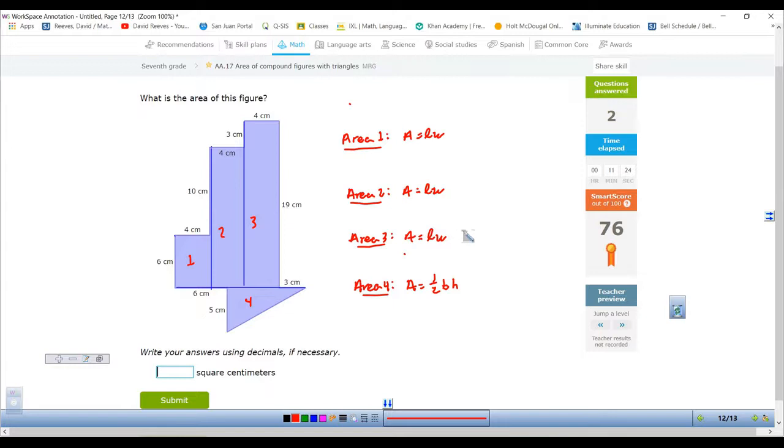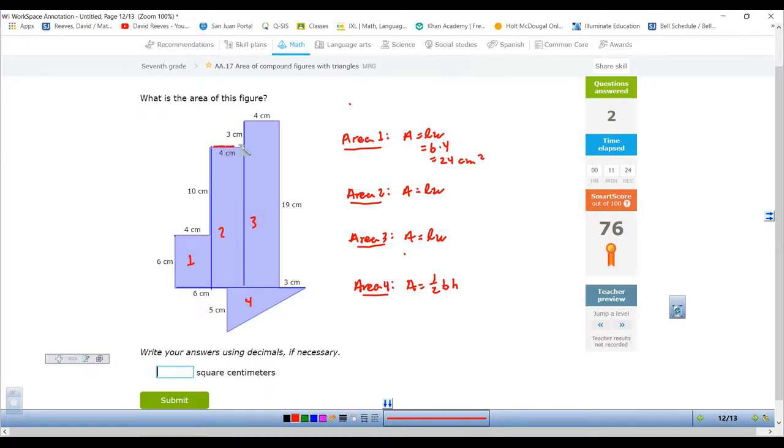Yes. Math and sleep don't go well together. All right. So here we go. Area 1, 6 by 4, right? That one's pretty straightforward. 6 times 4 is 24. 24 what? Square centimeters.